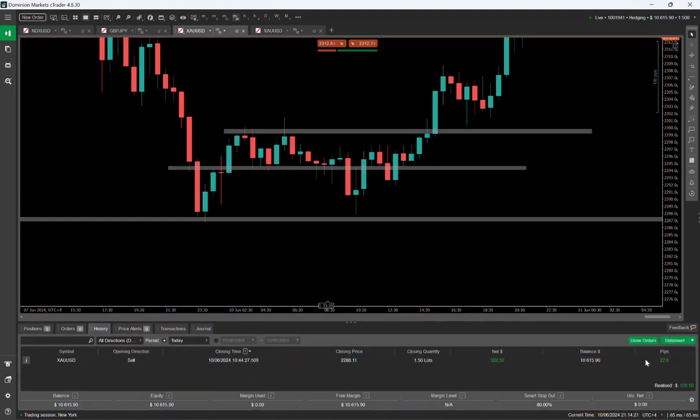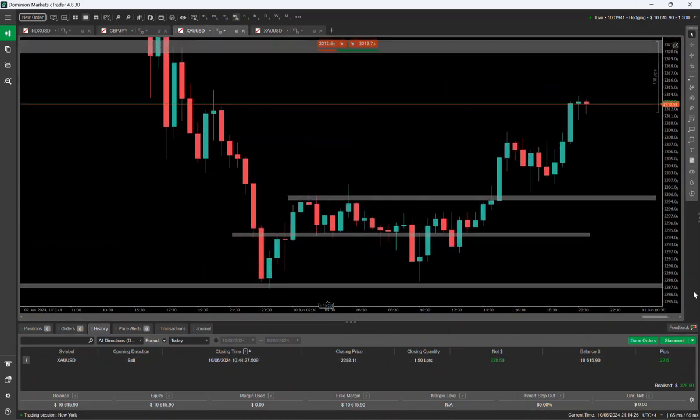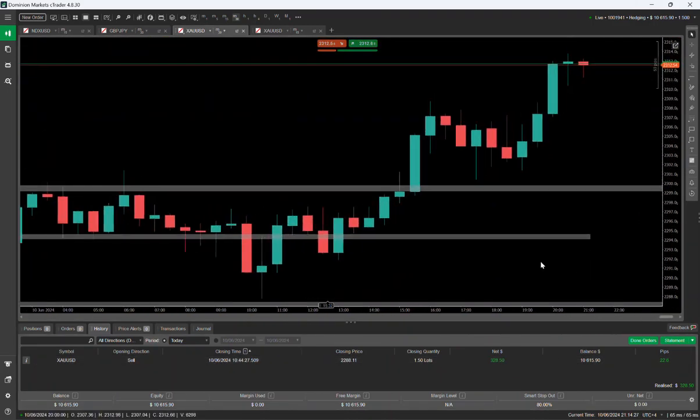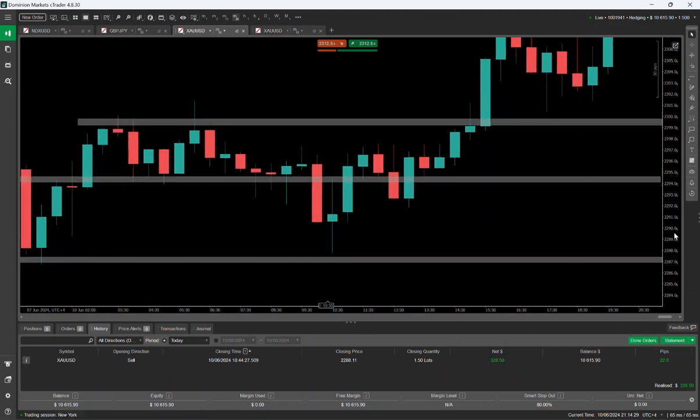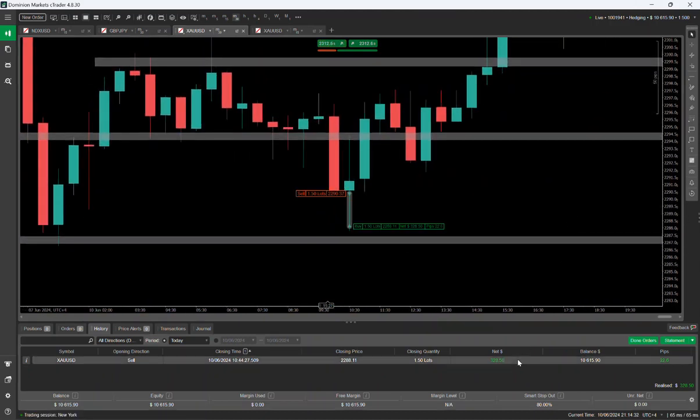So let's take a look at this over here. History today: I only took one trade. And this was the sell that you see right here. That's the only trade I took. Let me zoom in here a little bit. So this is the trade I took for about 22 pips.